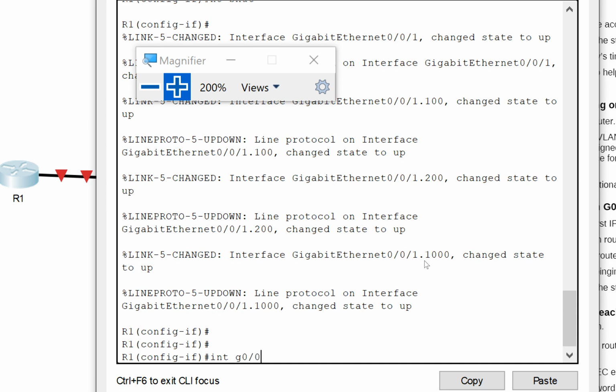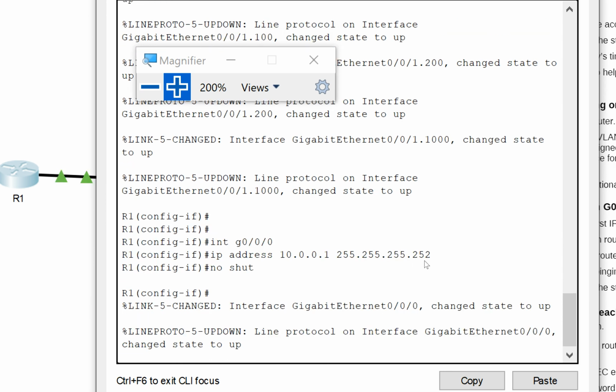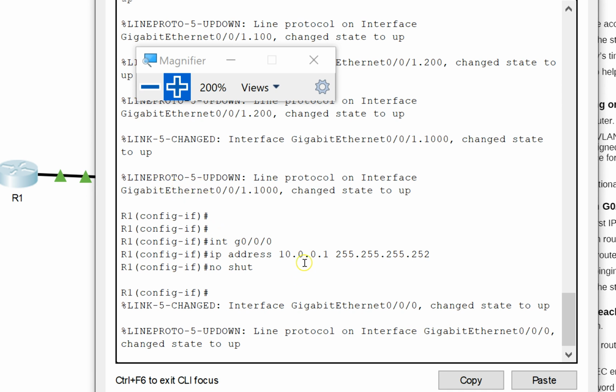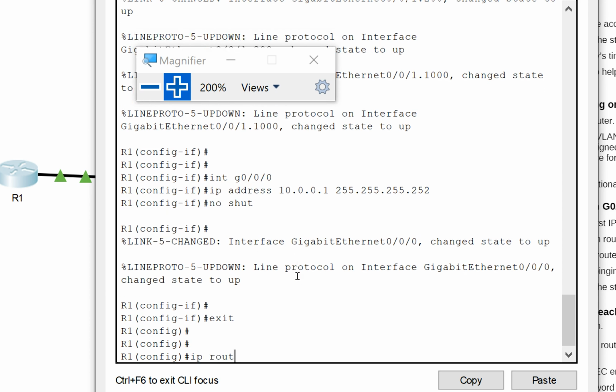Interface G0/0/0, IP address 10.0.0.1, 255.255.255.252. Enter. No shutdown. Right? Hey, my link just went green right there. Perfect. Exit. Also, I need to do ip route, quad zeros, 0.0.0.0 0.0.0.0. That just means I don't care what address is flowing across. This doesn't matter. I'm not really caring about the address.